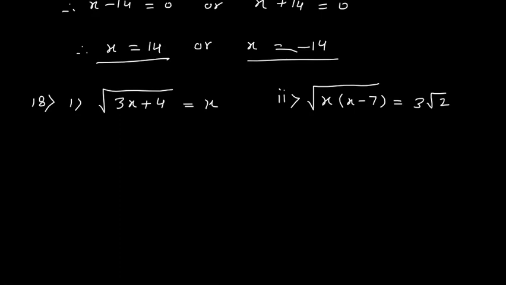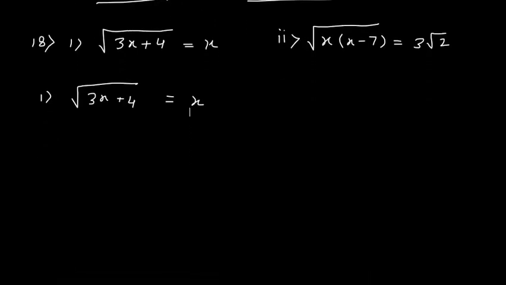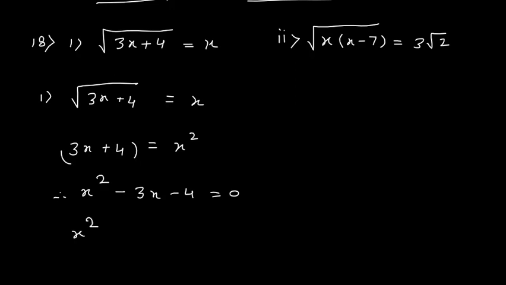Now here, 18th question. The first problem is root of 3x plus 4 is equal to x. So my first step will be I will square on both the sides. So I get 3x plus 4 is equal to x square. Therefore I will move all these terms on right. So I will get x square minus 3x minus 4 is 0. Now this minus 4 and here we have minus 4. So you know that one factor is going to be minus 4 and the other factor is going to be plus 1.